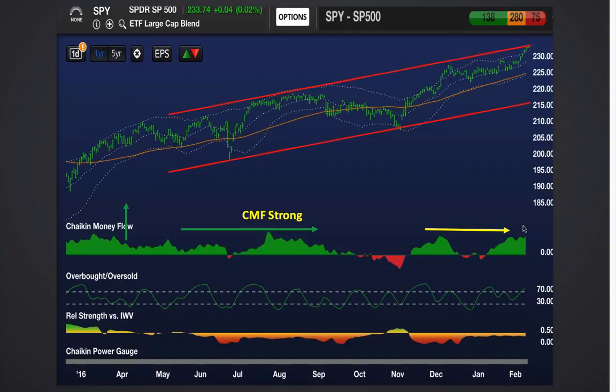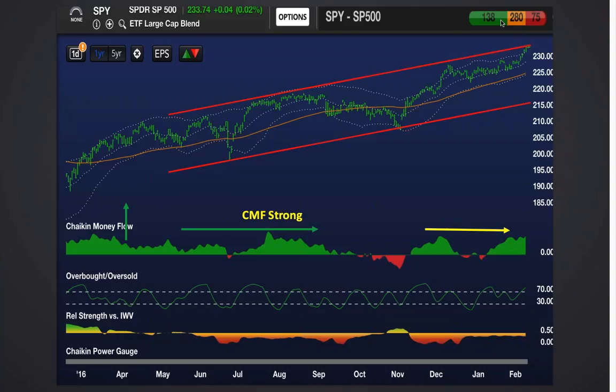So where is money flow today with the market at new highs? Well, it's as strong as it was in the spring rally and the summer rally. So there's no indication that the institutions are pulling back or taking profits. Now, you are at the upper volatility band, so I'm going to give you an advanced look at one of our most powerful internal indicators.